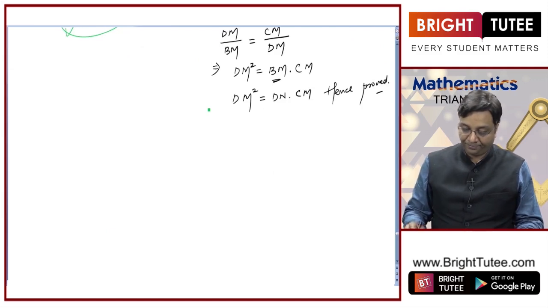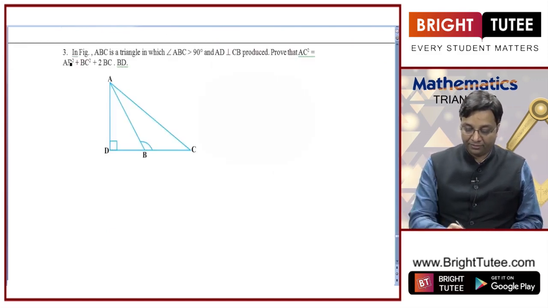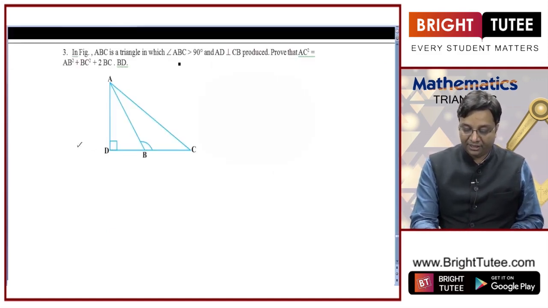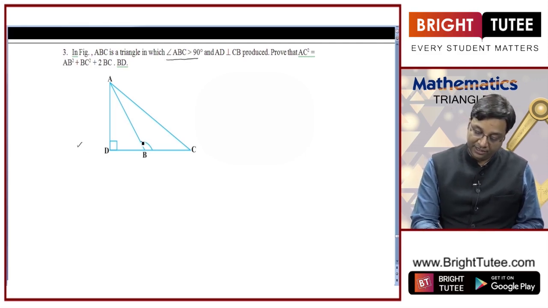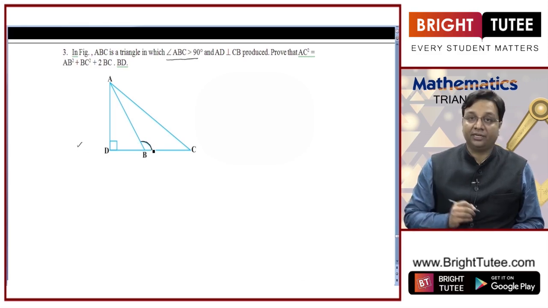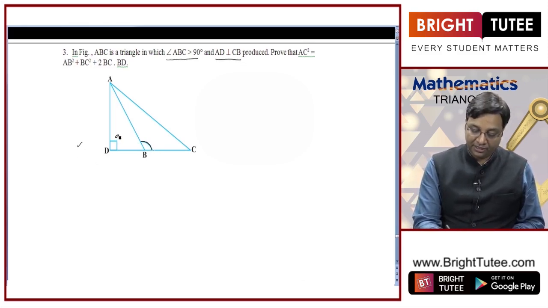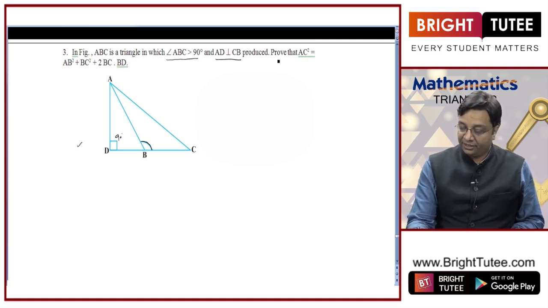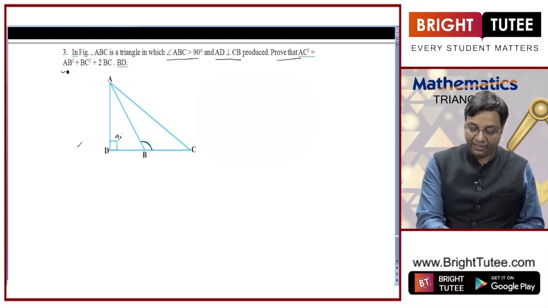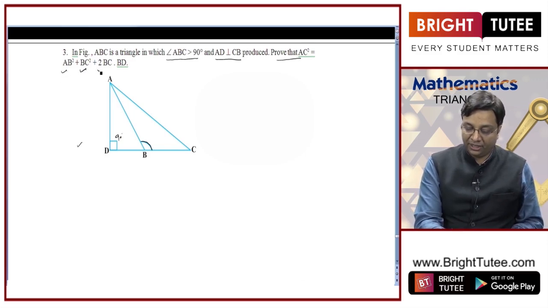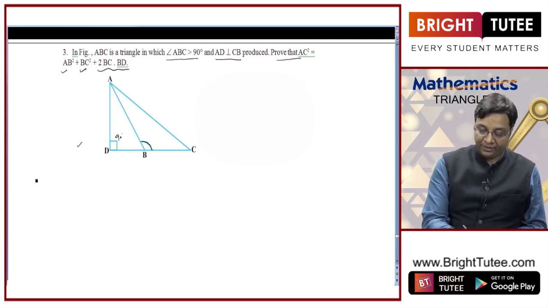Okay. In this figure, ABC is a triangle in which angle B is greater than 90. So this angle here is an obtuse angle. AD is perpendicular to CB. Okay, this angle is 90. Prove that AC square is equal to AB square plus BC square plus 2BC into BD.